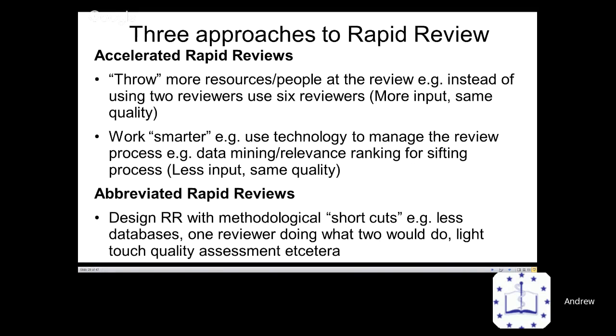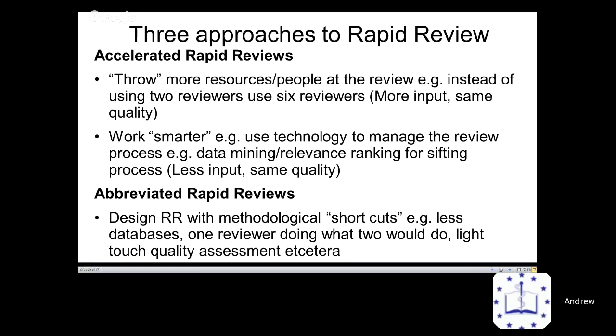And how do you do a rapid review? Well, there are three ways that you can do a rapid review. You could throw more resources or people at the review. And so when we did one for the NHS England, we used 6 reviewers instead of 2 reviewers. We did a full systematic review within a 3.5-month period by throwing more resources at it.